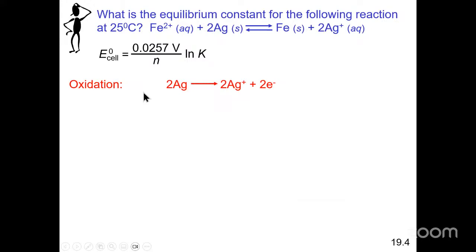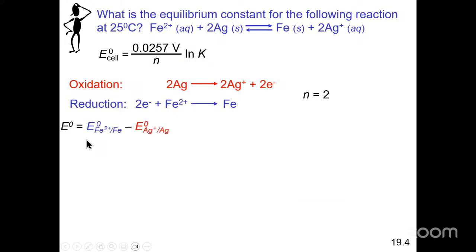So as far as oxidation is concerned, this is the equation, and you'll have to look up the EMF value for that. For the reduction, that would be the equation, right? Fe2+ plus 2 electrons to give Fe. And of course, you'll notice that there are 2 electrons being transferred. So that's important because that gives you the N value. So N is equal to 2, all right? So now what we have to do is calculate the standard EMF of the cell. And that would be equal to the EMF of the cathode minus the EMF of the anode.